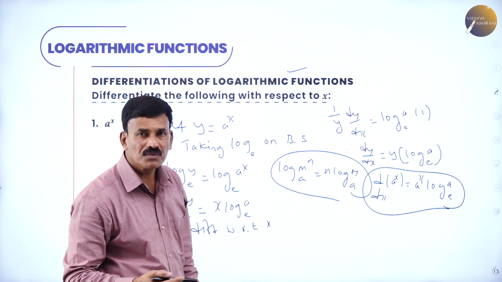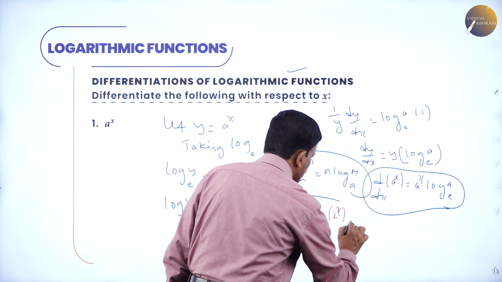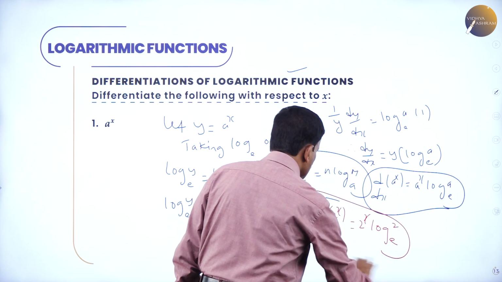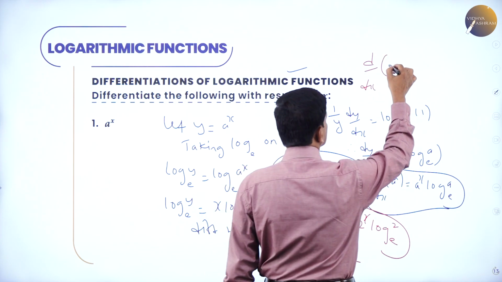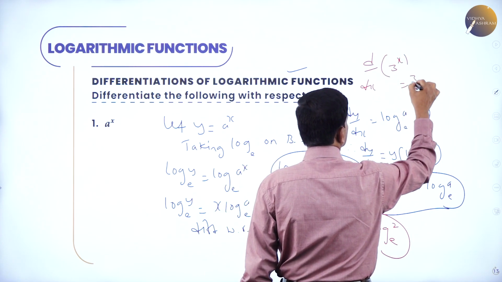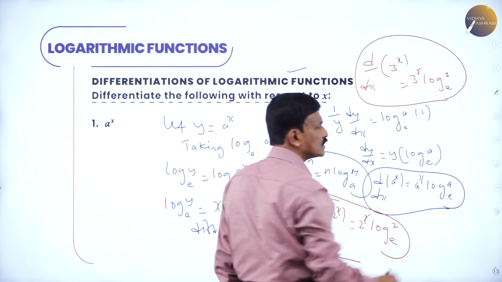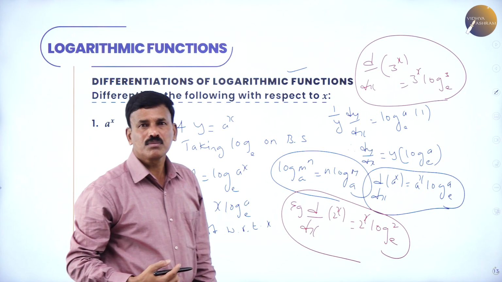Let us take an example for this. For example, d by dx of 2 to the power of x is 2 to the power of x log 2 to base c. Similarly, one more example: d by dx of 3 to the power of x is 3 to the power of x into log 3 to base c. 1 mark. That's it. Now, move on to the next problem.